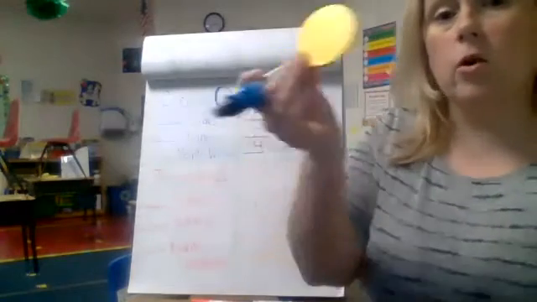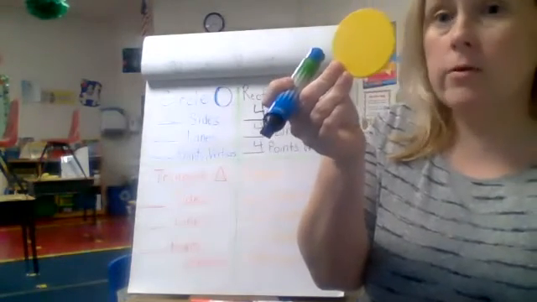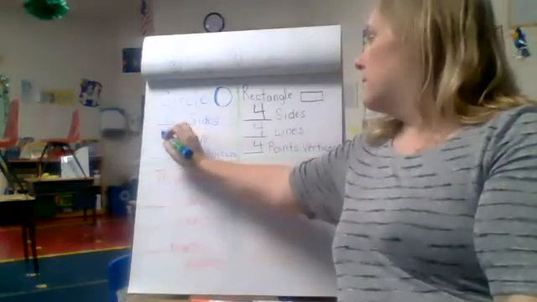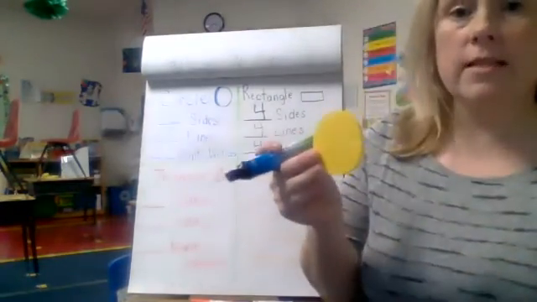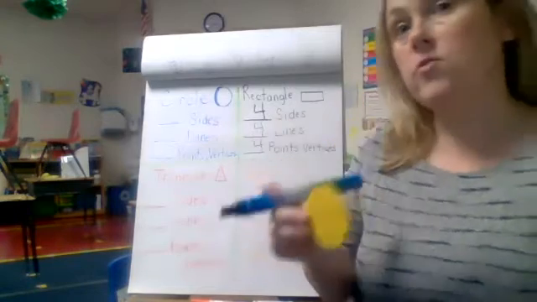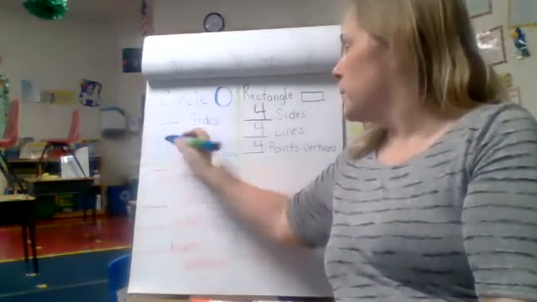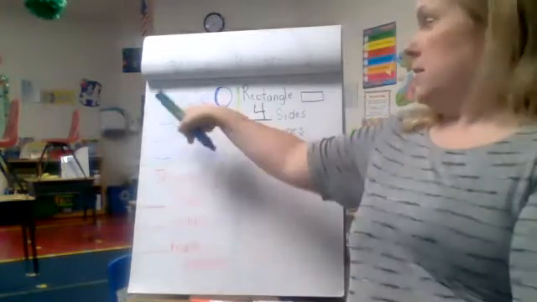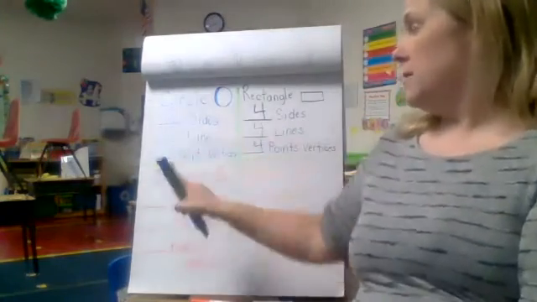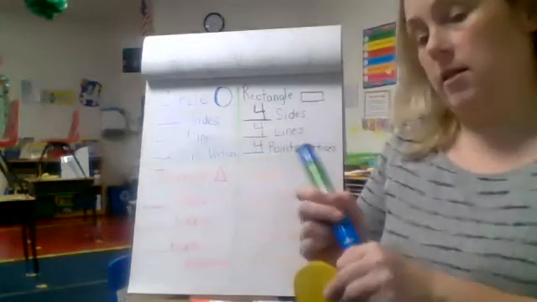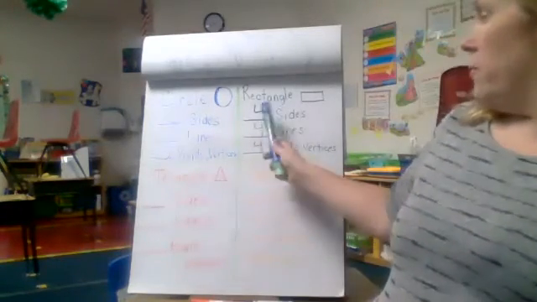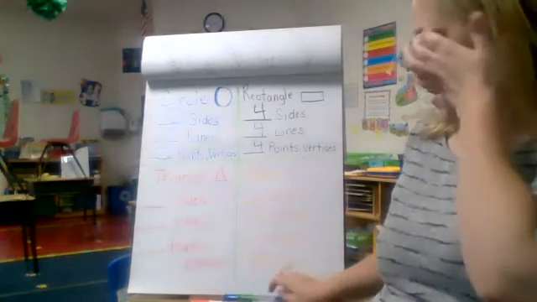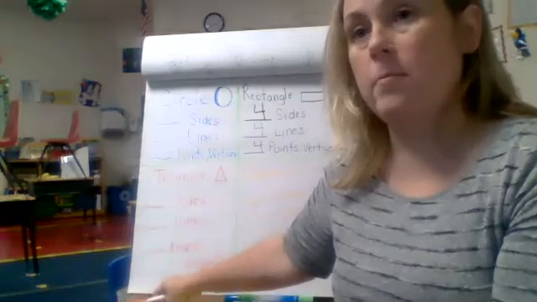How many lines does a circle have? 0. It doesn't have any lines at all. It's completely curved. How many points or vertices does it have? That's right, it has 0. Notice that those numbers are all the same. 0 sides, 0 lines, 0 points, and 0 vertices. On the rectangle, 4 sides, 4 lines, 4 points, and 4 vertices. So those numbers are the same.